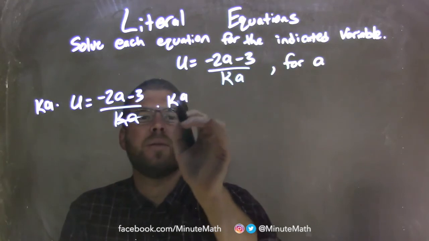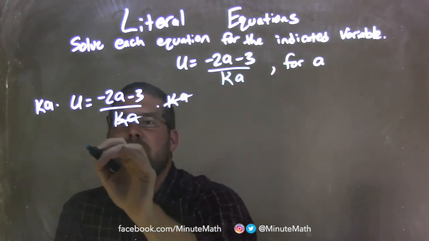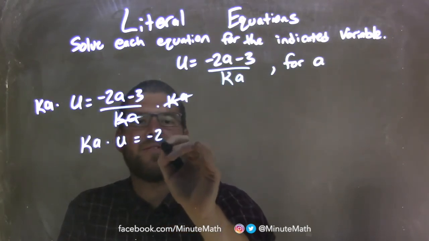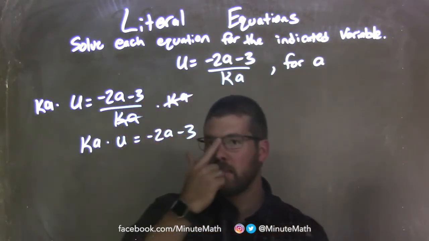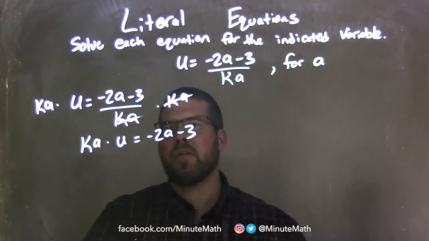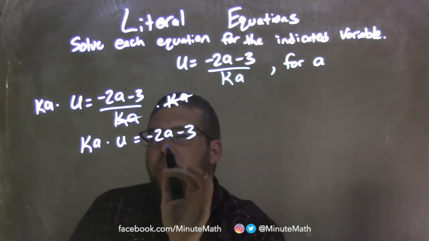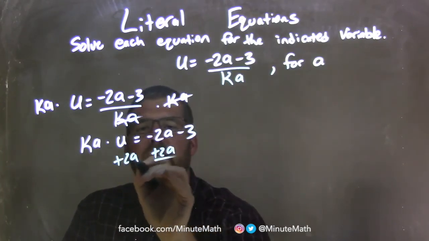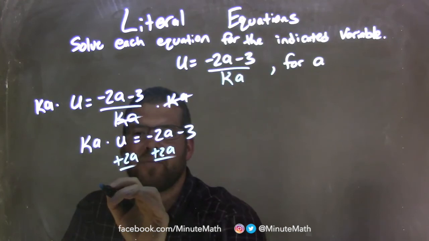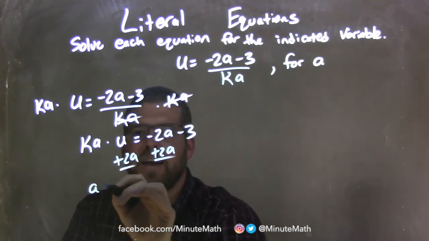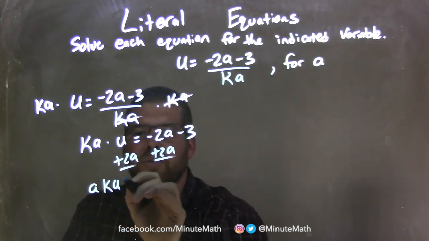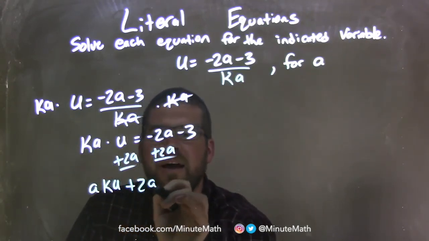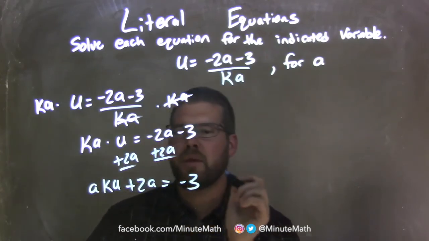What that does is help me eliminate the ka on the right, and I'm left with ka times u equals negative 2a minus 3. Okay? Well, now I'm going to bring my a's together. So I'm going to add 2a to both sides. By adding 2a to both sides, now remember that multiplication here, I can rewrite this, let's rearrange that, as a times ku. kau is the same as aku, same thing, plus 2a, and that's equal to negative 3. Okay?